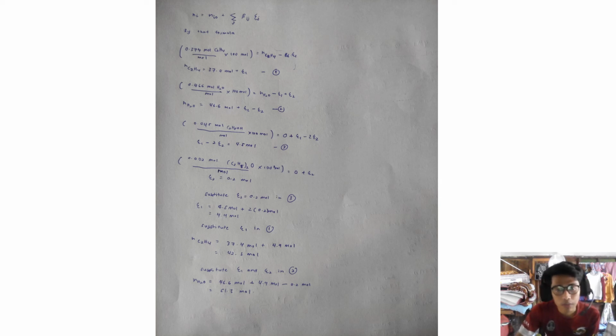After we get Z1, we can substitute it in equation 1. So number of mole of ethylene is equivalent to 37.4 mole plus 4.9 mole, which is Z1. So we will get 42.3 mole. After that, we will need to substitute Z1 and Z2 in equation 2. So number of mole of water is equivalent to 46.6 mole plus 4.9 mole, which is Z1, minus 0.2 mole, which is Z2. So we will get 51.3 mole.